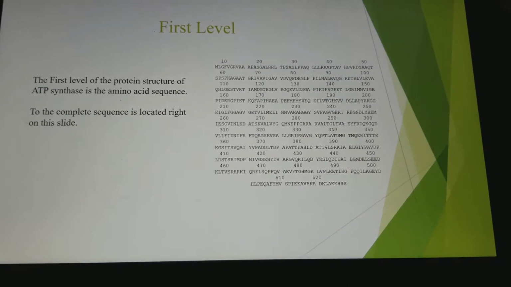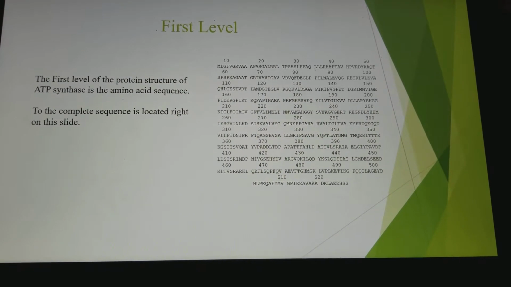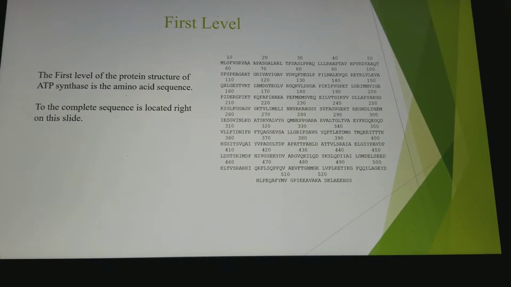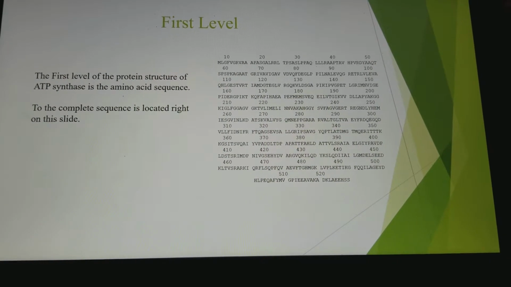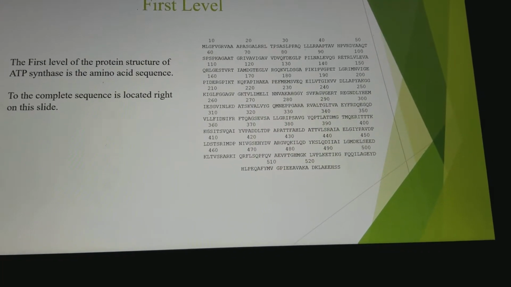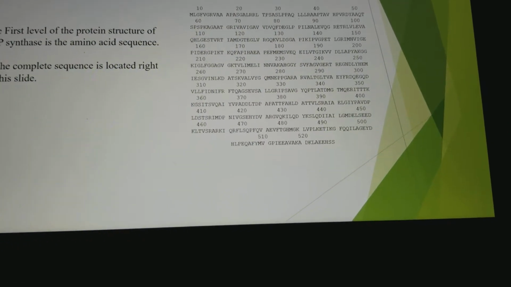The first level of the protein structure of ATP synthase is the amino acid sequence. To the right is the complete sequence. As you can see, there is a total of 530 amino acid sequences.